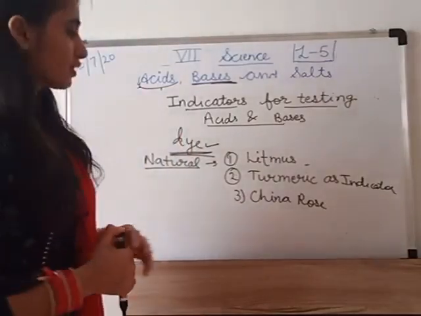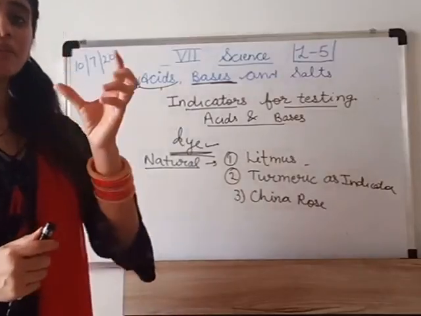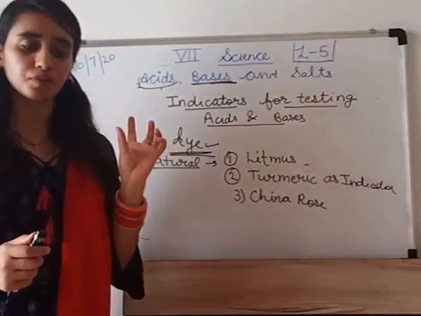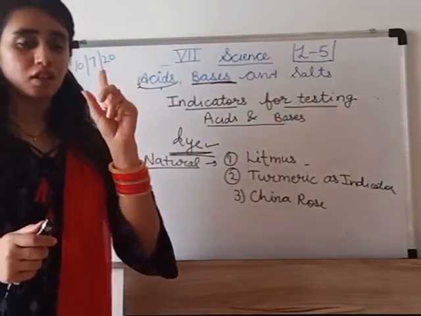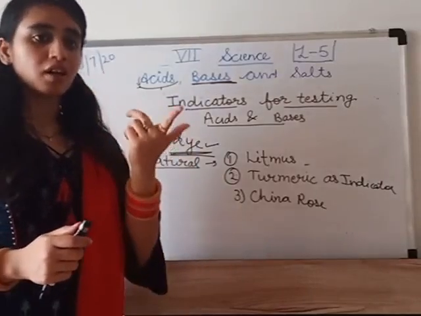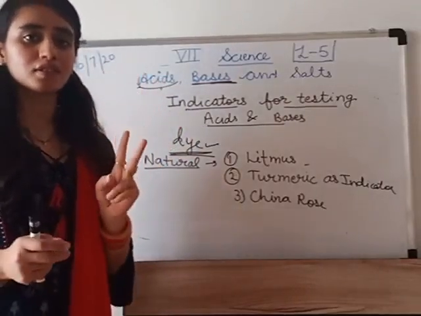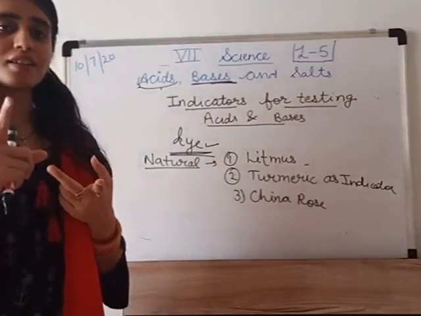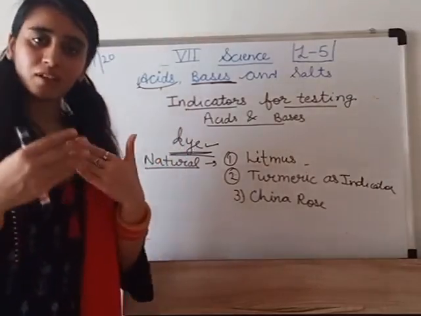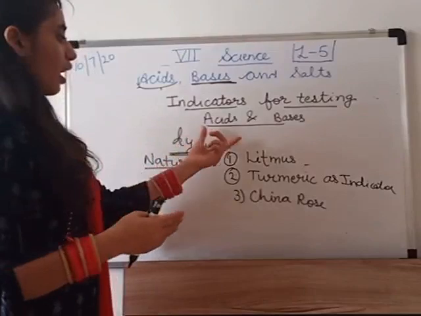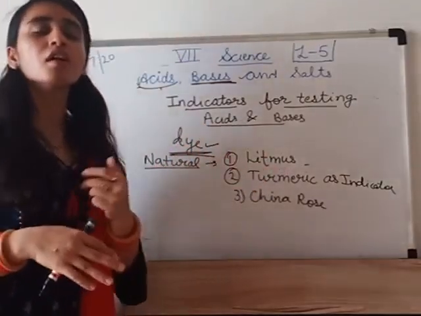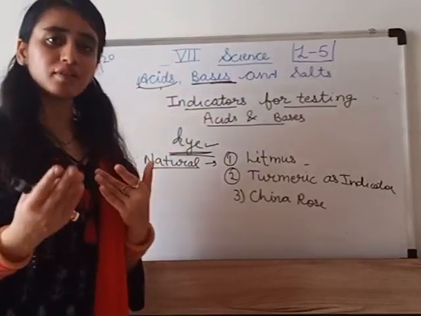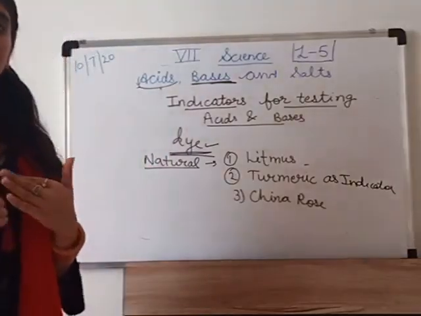So first is about litmus. Litmus is present in the form of paper as well as in the form of solution. Litmus paper in our lab and in the market is available in two colors, one is blue and the other is red litmus paper. In our next lecture, I will tell you how we can make litmus paper at home and then identify which substance is acid and which is basic in nature.